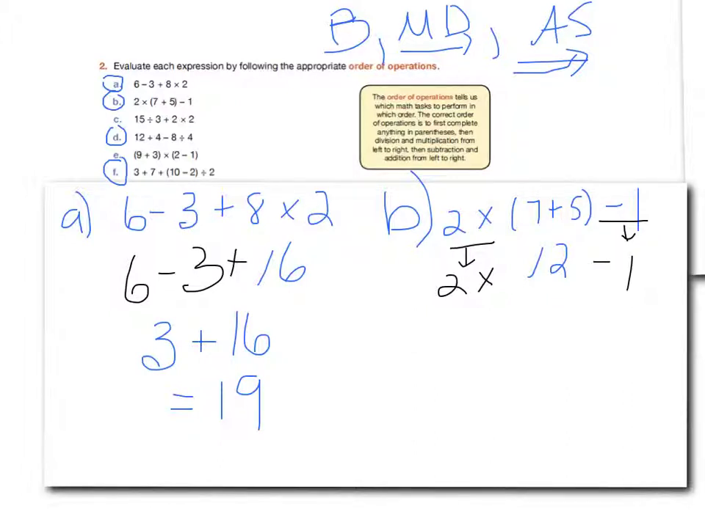Now we need to look. Multiplying and dividing from left to right. So this multiplying comes first. 12 times 2 is 24. The minus 1 just gets brought down. Well, what is 24 minus 1? Well, it's 23.